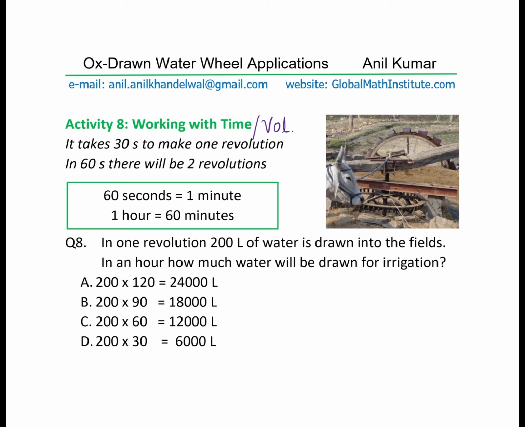The information given to you is that it takes 30 seconds to make one revolution. In 60 seconds, there will be 2 revolutions. That means in 1 minute, there will be 2 revolutions. Correct? So that's good information again. 60 seconds is 1 minute, and 1 hour is 60 minutes. Question number 8. In one revolution, 100 liters of water is drawn into the fields. In an hour, how much water will be drawn for irrigation?